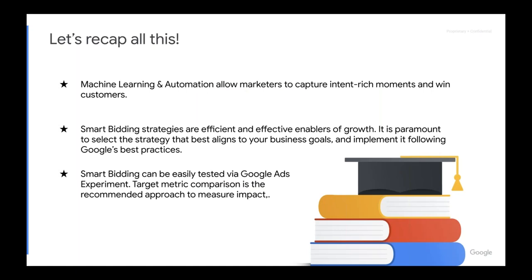So let's just recap all this. We've seen how machine learning and automation can allow us marketers to capture intent-rich moments and therefore win customers and fuel growth. Specifically, we talked about smart bidding strategies as efficient and effective enablers of growth. It is paramount to select the strategy that best aligns to your business goals and implement it following Google's best practices in order to be able to draw solid results. Smart bidding can be easily tested by a Google Ads experiment, and target metric comparison is the recommended approach to measure impact.